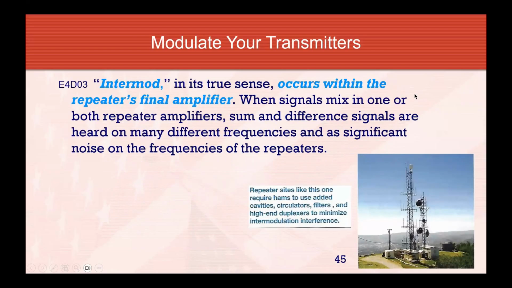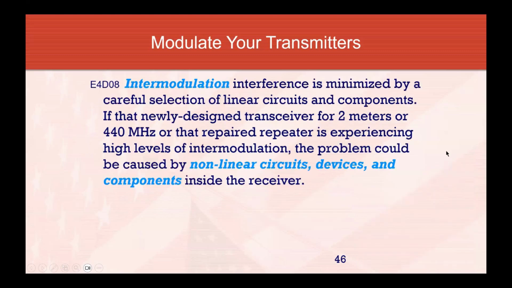Intermodulation, or intermod, occurs in the repeater's final amplifier. That's when a signal close to your repeater transmits and mixes with your signal out of the repeater, and you get the sum and the difference frequencies that come out, causing significant noise on the repeater's own frequency, as well as generating some spurs and interference with other things. Intermod interference is minimized by careful selection of the circuits. Nonlinear circuits, devices, and components are where we look for problems if we're having intermodulation issues, if we're having these noise and spurs pop up.